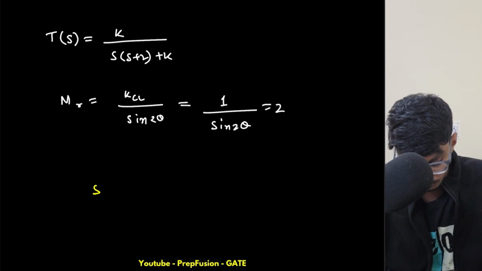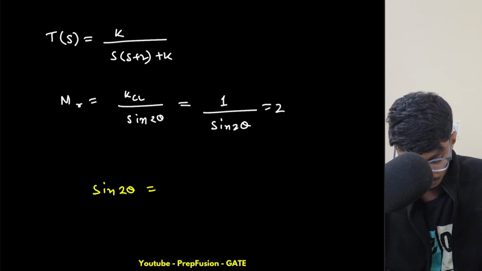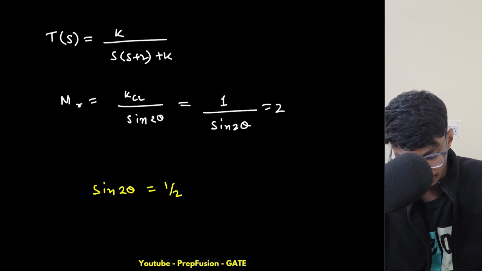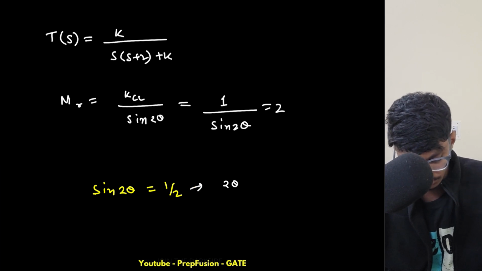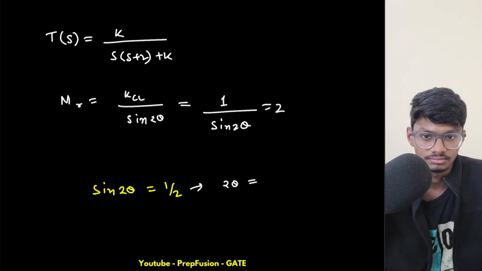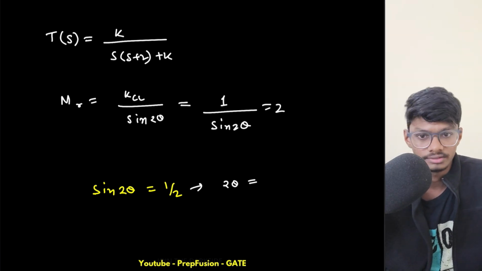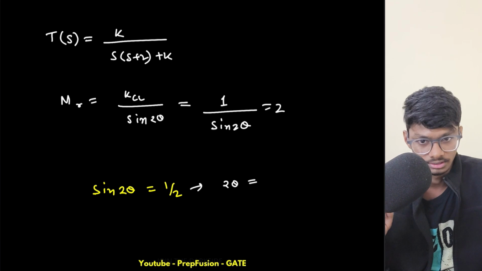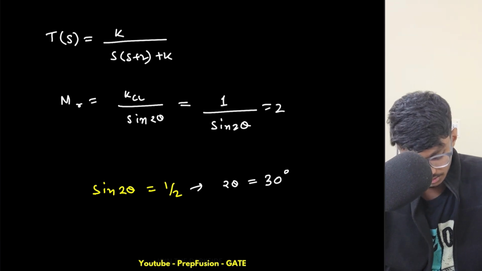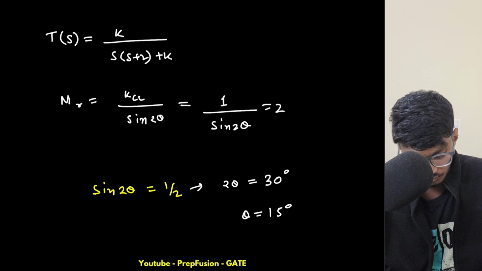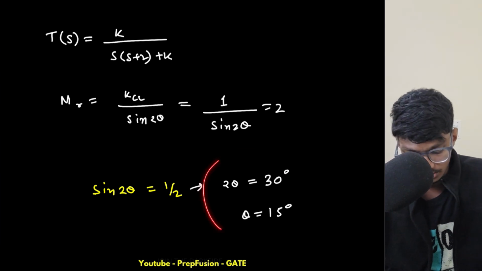Now my sine 2 theta will equal 1 by 2. From here my 2 theta will be simply what? Sine of what angle gives me half? It is 30 degrees. So theta will be equal to 15 degrees. Now only you are wrong here.